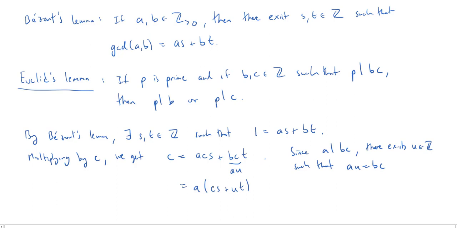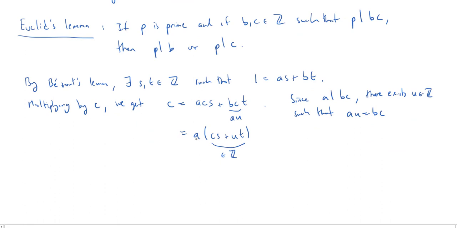Now, everything here came from the integers. c was an integer, s was an integer, u was an integer, t is an integer. And so this sum and product is also an integer. And so we have a times some integer is equal to c. Well, that tells you that a divides c. Thus, a divides c. And that's what we wanted to prove.